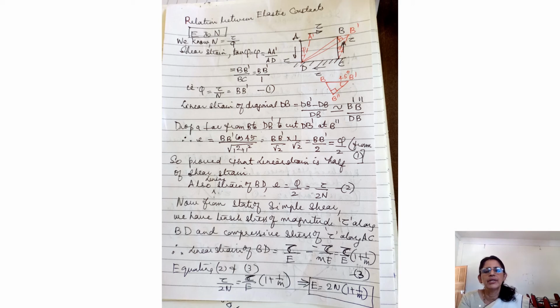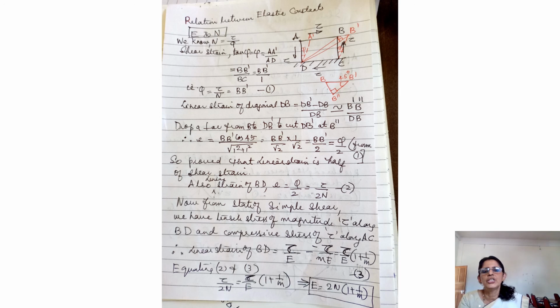So again you are coming to the linear strain of the diagonal, that is linear strain e equal to B dash B double dash, which is the change in length we have assumed. From this triangle, this is a right angle triangle, this angle is 45 degrees. So B dash B double dash should be equal to BB dash cos 45, because this is the adjacent side from this right triangle. So we have B dash B double dash, I substitute here BB dash cos 45 divided by BD. BD is nothing but this diagonal, which is root of 1 square plus 1 square. So BB dash by root 2, into 1 by root 2 which is cos 45. So you get BB dash by 2.